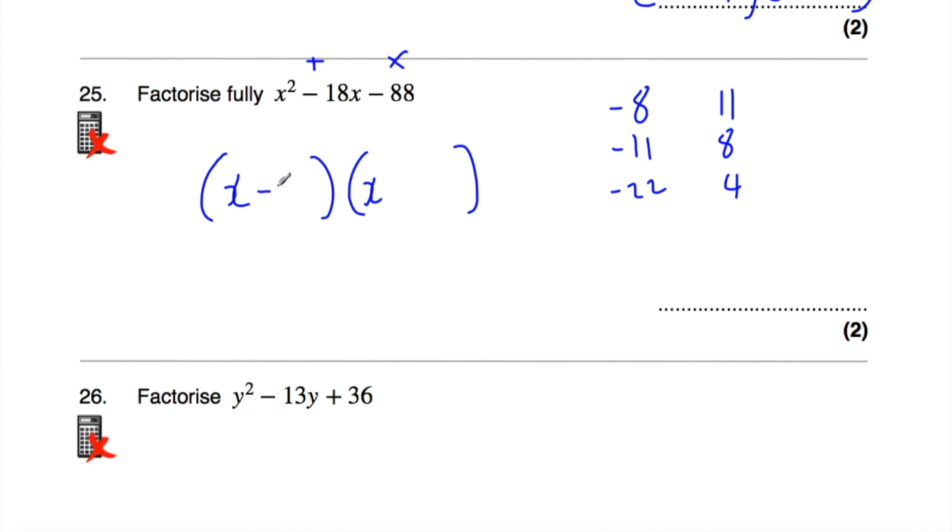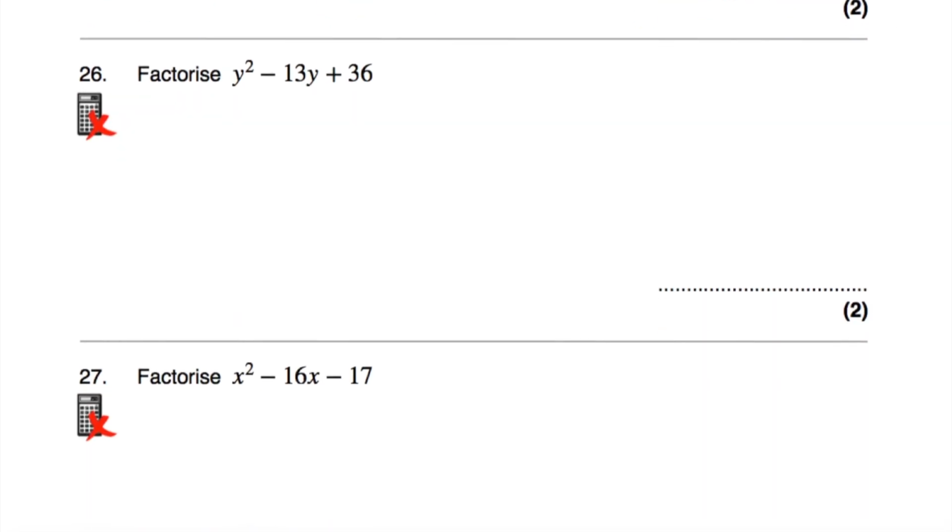Fantastic. So it's going to be x minus 22 and x plus 4. And that's it. So our answer would be x minus 22 and x plus 4. Okay, let's have a look at our next question, question number 26. We've been asked to factorize y squared minus 13y plus 36.